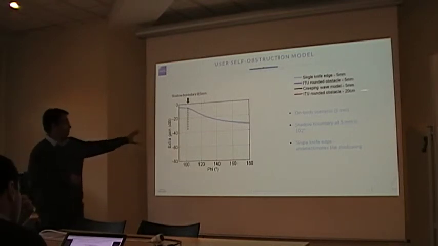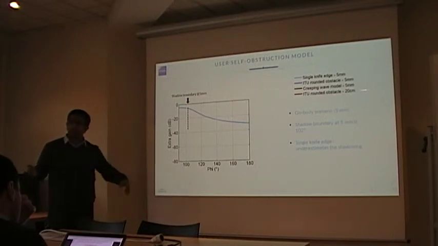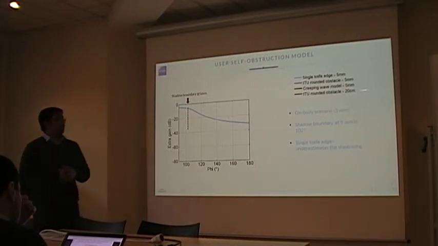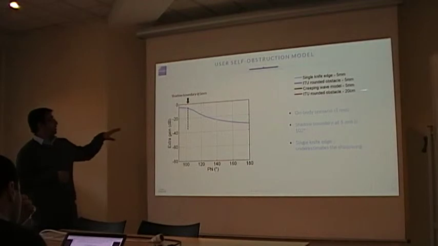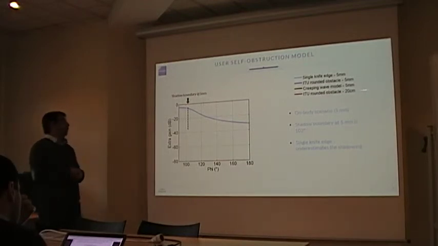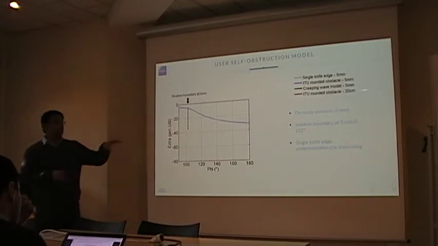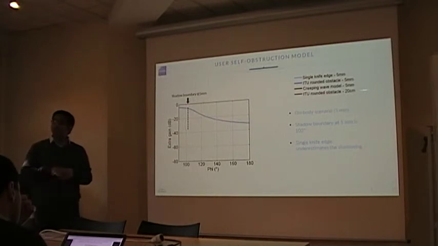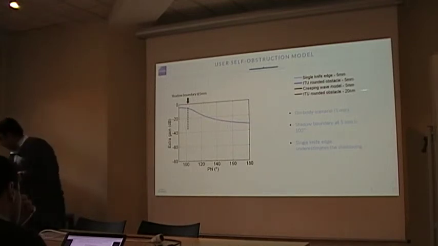Here we have the gain, and this is the orientation, phi. If we look, for example, at a shadow boundary of 5 millimeters from the surface of the body, we see that the shadow region starts at 102 degrees. And we see that the single knife edge model underestimates the shadowing. And how do we know that?